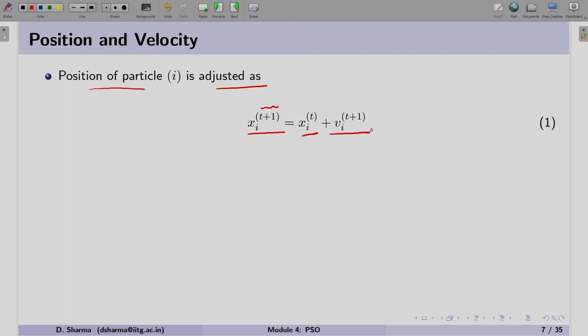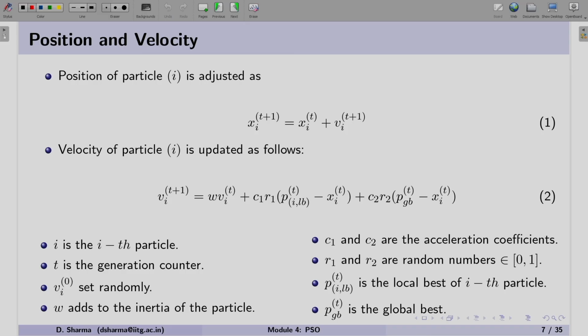Now the question comes, how can we find this updated velocity? Let us look at equation number 2. The velocity of the particle is updated as follows. In this velocity equation we have three components: this is the first, this is the second component, and this is the third component. Since each particle has the decision variables as a vector, we will realize that these three components are the addition of three vectors.